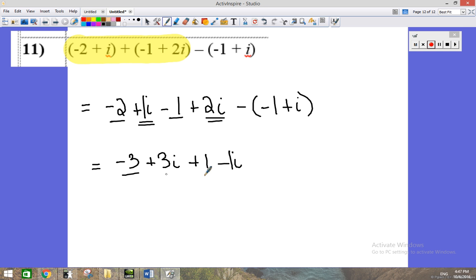So I have a negative 3 and a positive 1. That's going to add up to negative 2. And I have 3 i's, and I take away 1 i, and that's 2i. Now that's 2i to the first power, so I can't do anything with that i. And I definitely don't want to add the real part and the imaginary part together. So that's my final answer.